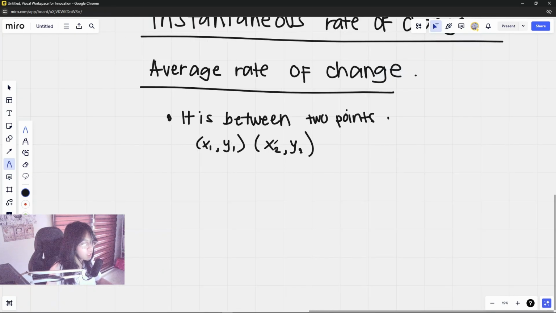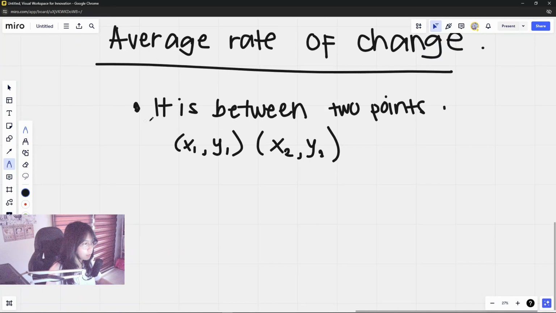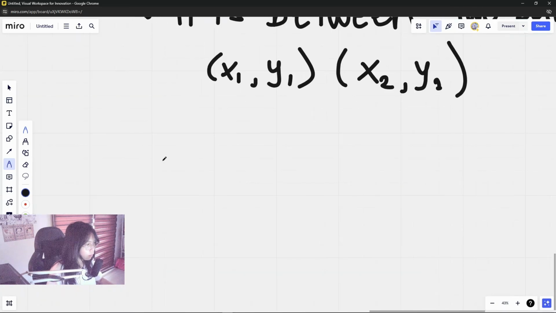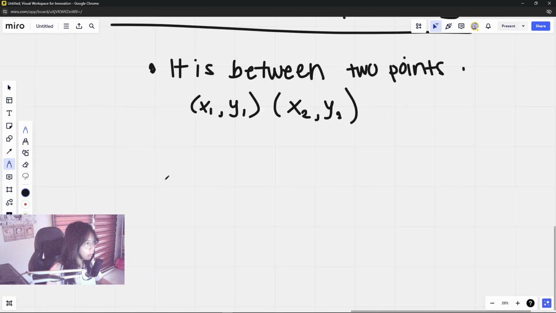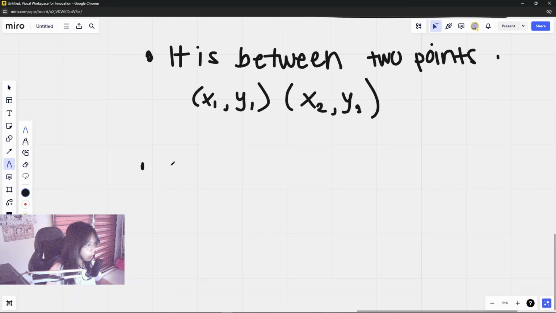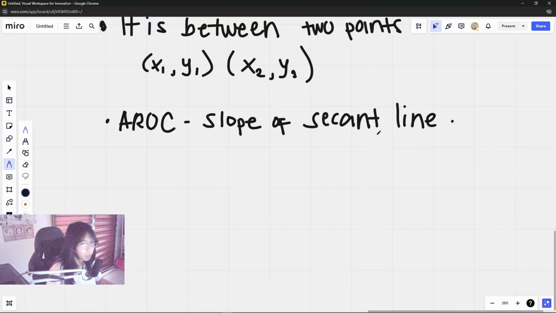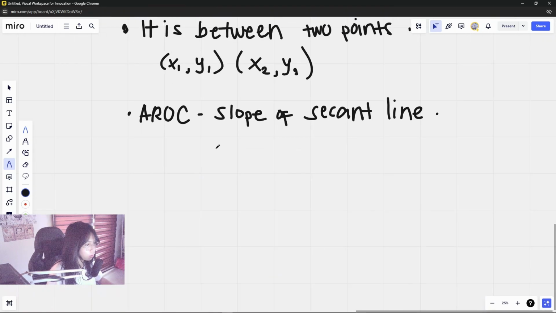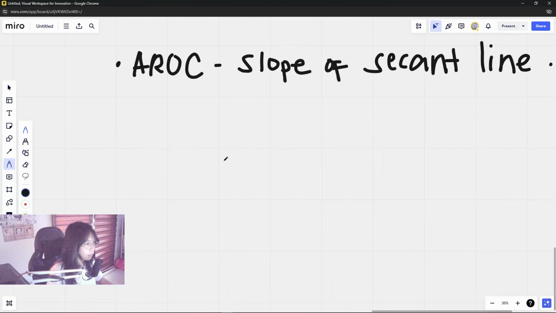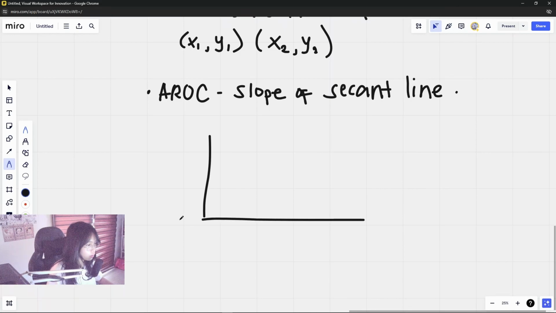So again, average rate of change, alam natin na it is between 2 points. And also, it can mean na ang average rate of change ay slope ng secant line. A secant line is basically a line that intersects a curve at 2 points. So, ganito yung itsura nun. And, parang ganito. Let me show.